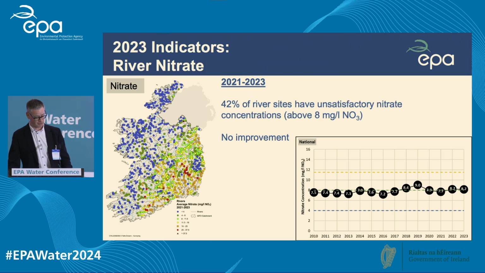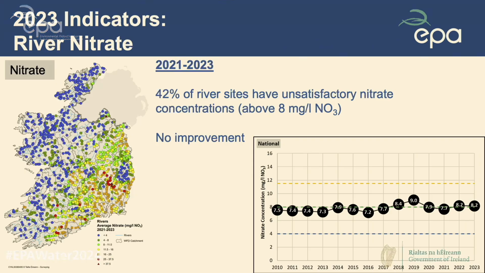Moving into river nitrate then, on the map on the left, I don't know how clear it is, but anything that's yellow, orange, or red are river sites that are above 8 milligrams nitrate, what we would consider needed for good water quality. That's a 3-yearly average map from 2021 to 23. Again, 42% of river sites have unsatisfactory nitrate, so we're not seeing an improvement. It's pretty similar to the last report.